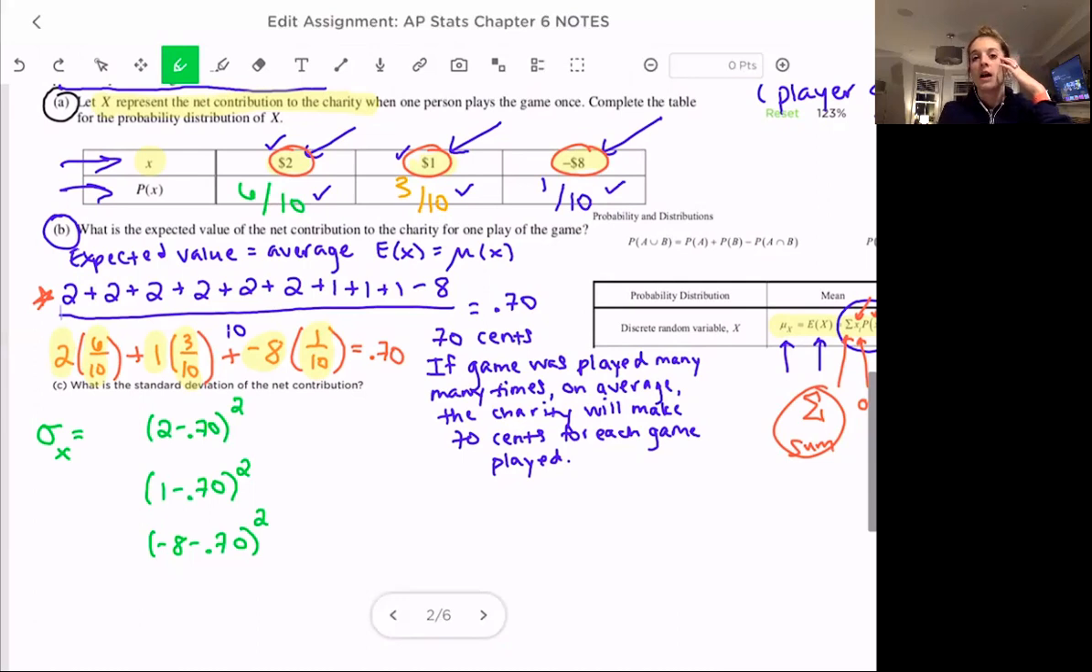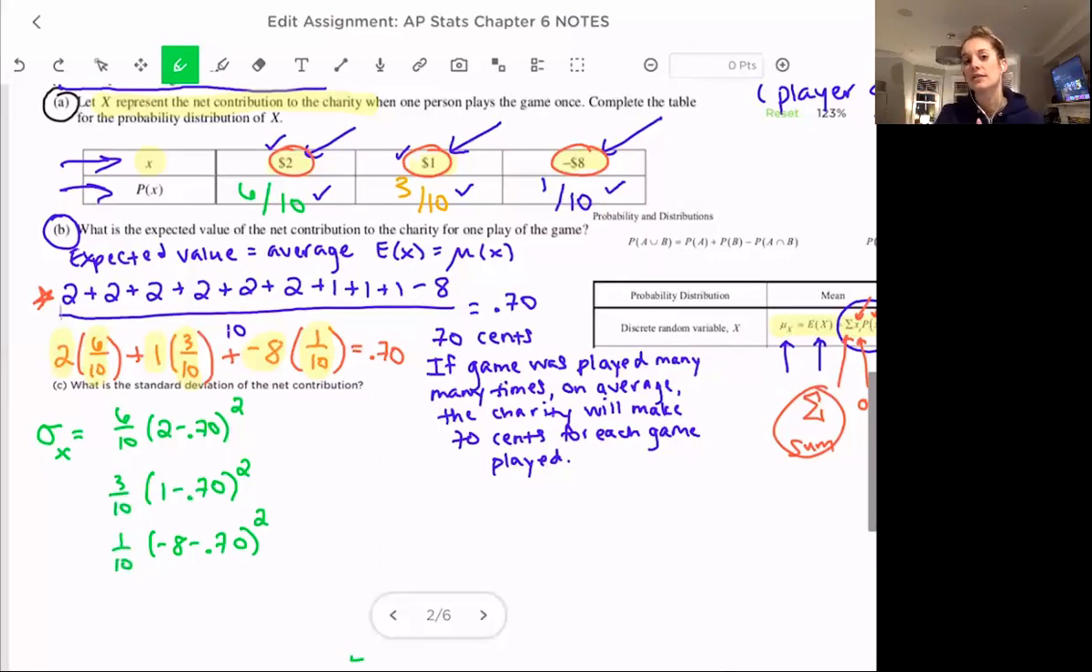Okay, well, in addition to these deviations, remember that the standard deviation has to take into account that some of these outcomes are more likely to occur than others. There were 6 sectors on the wheel that gave us that outcome of $2. So I actually need to multiply that squared deviation of 2 minus 0.70 by the probability that it occurs. Same thing here. That deviation of $1 from 70 cents is going to occur 3 out of 10 times. And lastly, that deviation for the negative $8 will occur 1 out of 10 times.